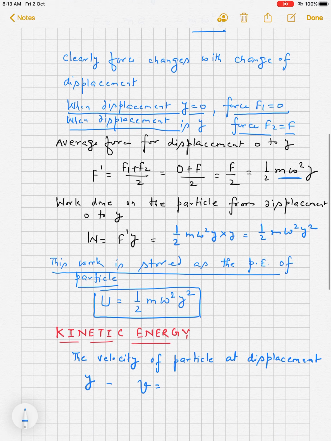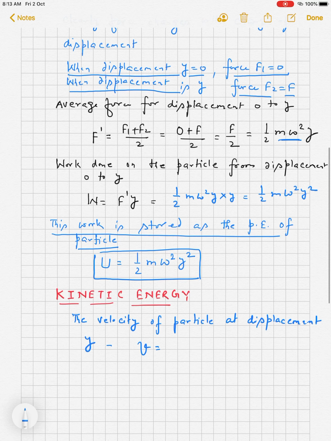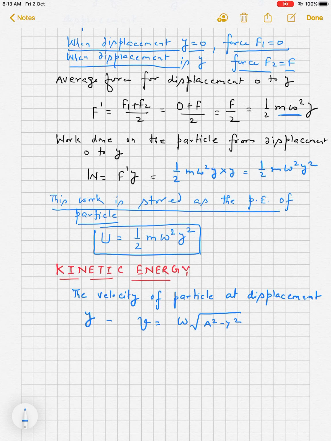Now kinetic energy. Because the particle is moving, it possesses kinetic energy. The velocity of the particle at the displacement y is given by v equal to omega under root a square minus y square. This is the formula for the velocity. So the kinetic energy K is equal to half m v square. Now putting the value of v, it is half m omega square within bracket a square minus y square.